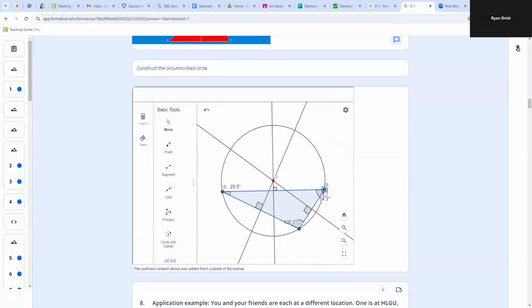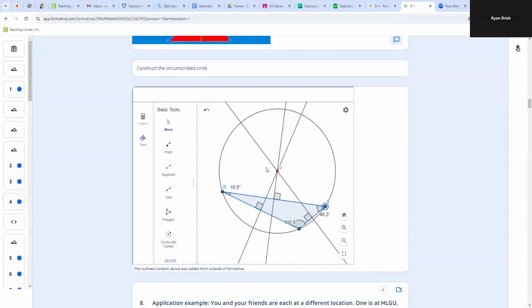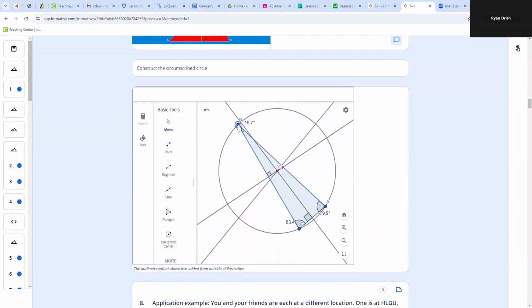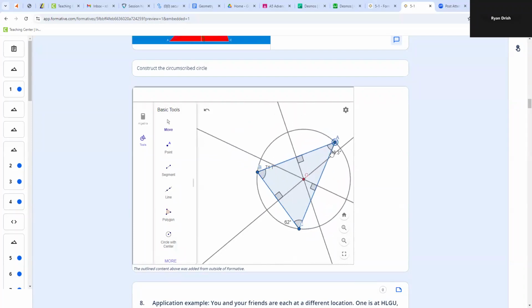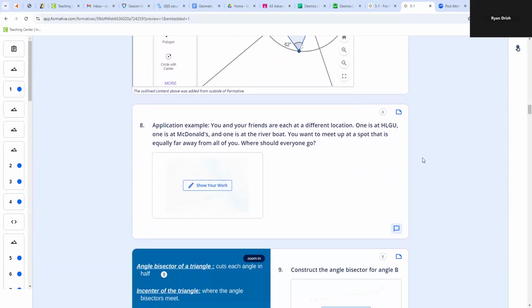So again, that circumcenter, this red point, is the center of the circumscribed circle. It is important because it is equally far away from every corner. So the distance from G to A is the same as G to B, and it's the same as G to C, because each of those distances would be called a radius of the circle. And every radius in a circle has to be the same length. So that's our circumscribed circle.